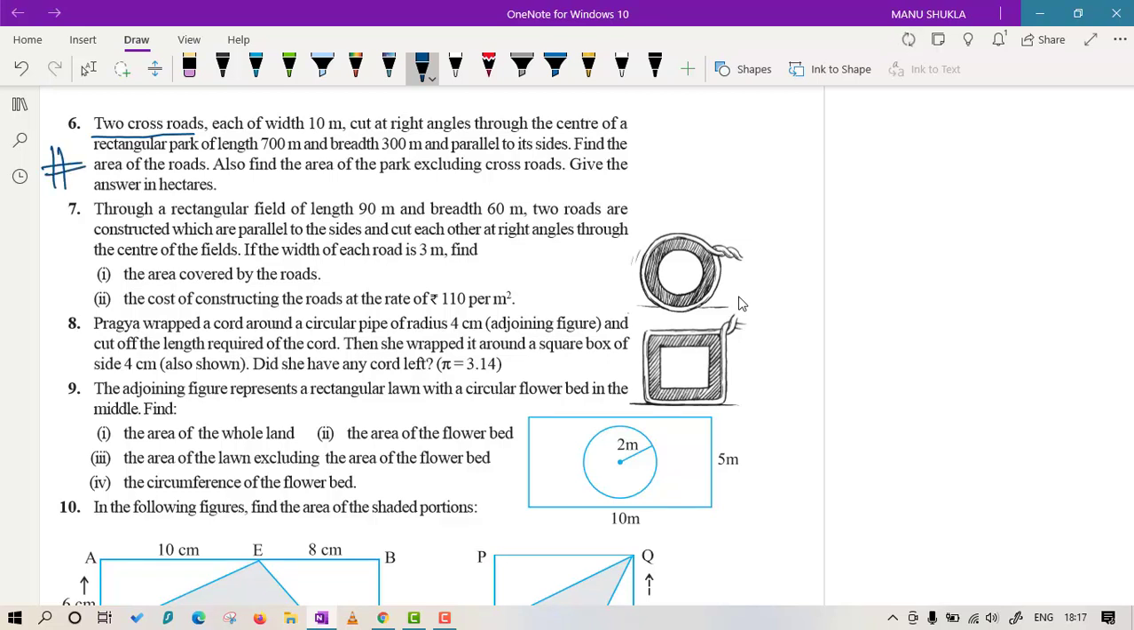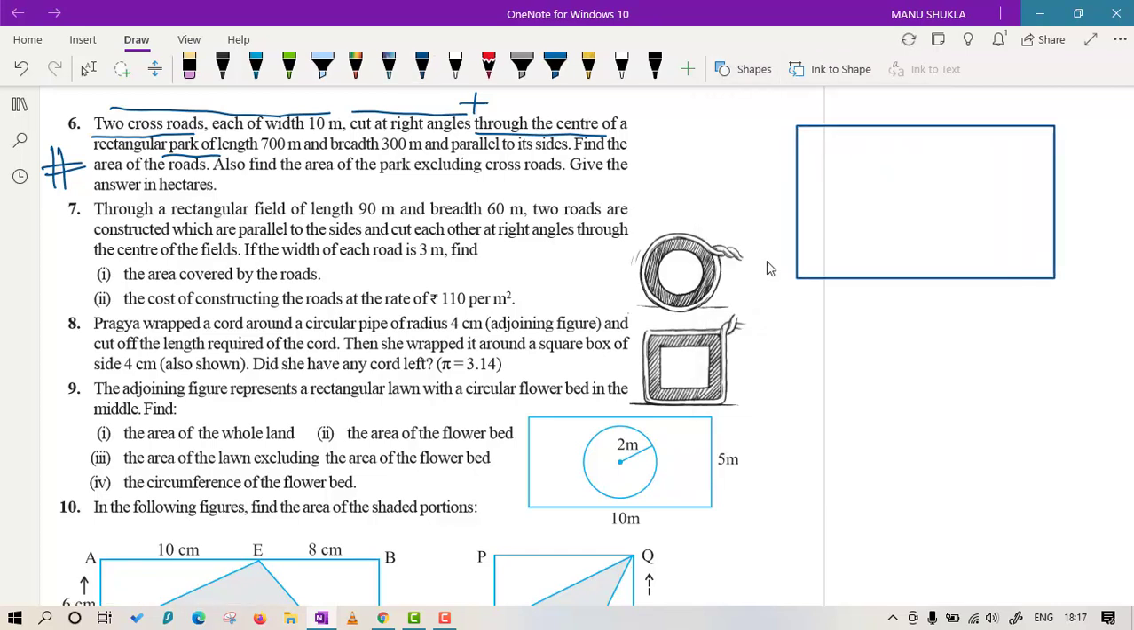So first let's see what is given to us. Two crossroads, each of width 10 meters, cut at right angles, that is, they are perpendicular to each other like this, through the center of a rectangular park. So we have a park which is in the shape of a rectangle. So let's draw that first like this. Let me call it rectangle ABCD, which is our park. Now the dimensions of the park are given to you. Length is 700 meters, so we can say this is 700 meters, and the breadth is 300 meters.